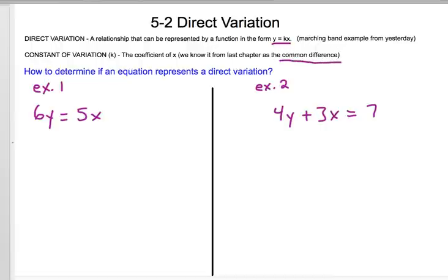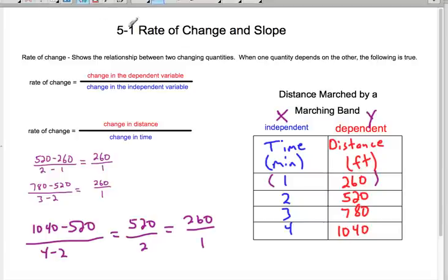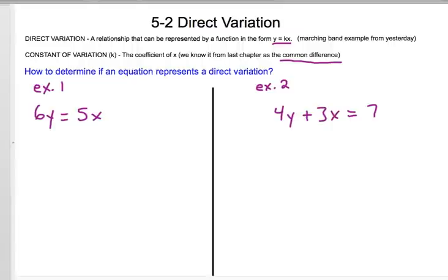Okay, so for instance, in the marching band example, the k, the common difference, is 260, right? With each minute, we have 260 more feet. 260, 260. Okay, so now we're going to call that common difference the constant of variation.